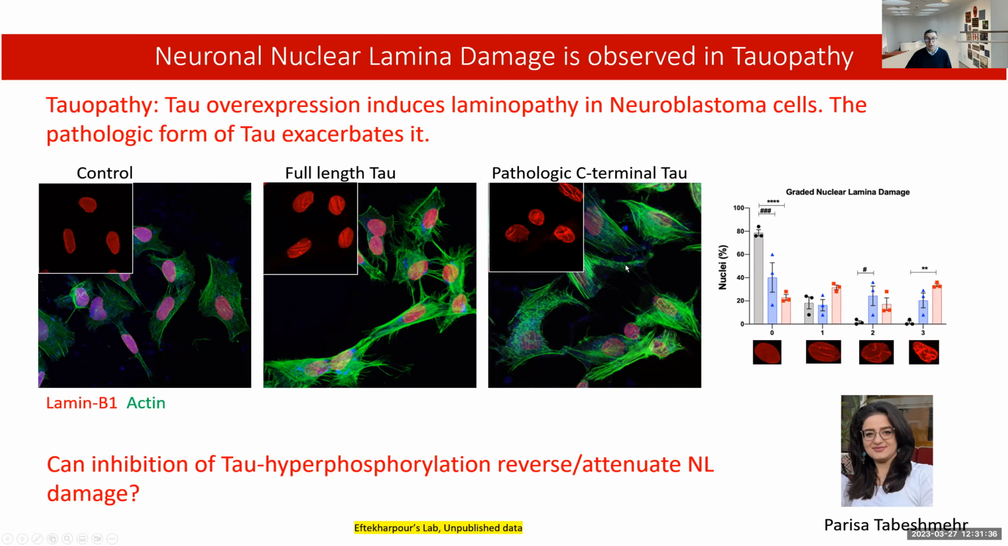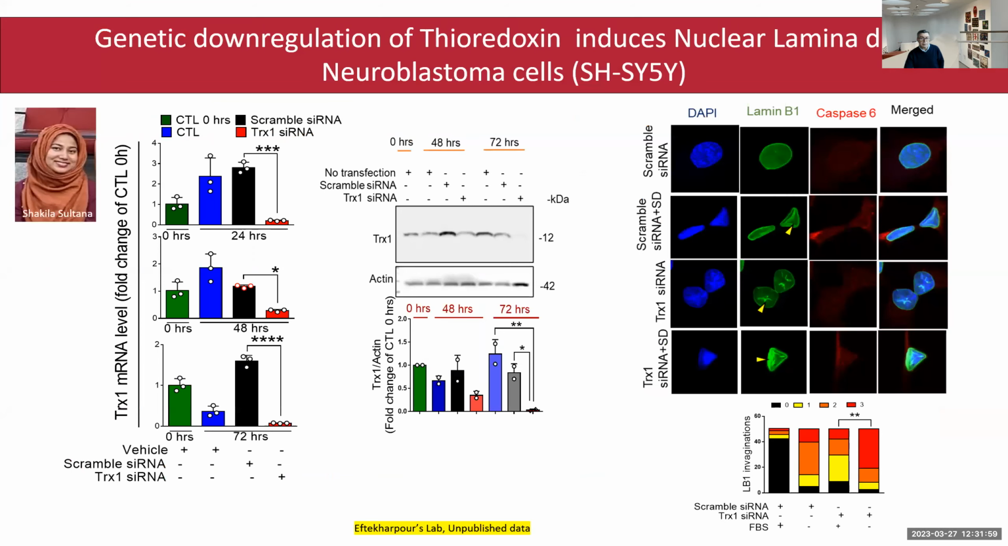Here is the C-terminal part of the pathologic tau, and we can see a huge amount of actin fibrillization. We have been quantifying these, but I'm not showing it here right now. But we think that with presence of pathologic tau, there is increase in nuclear invagination and also actin fibrillization.